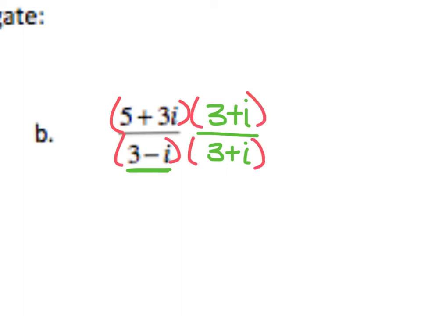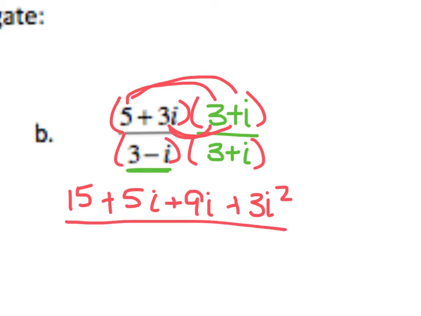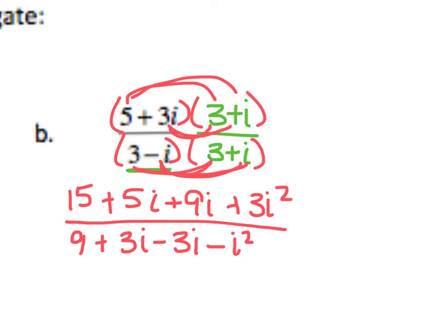So let's work on the top first. 5 times 3 is 15. 5 times i is 5i. 3 times 3i is 9i. And 3i times i is 3i squared. Okay, on the bottom, I have 3 times 3 is 9. 3 times i is 3i. Negative i times 3 is negative 3i. And negative i times i is negative i squared.